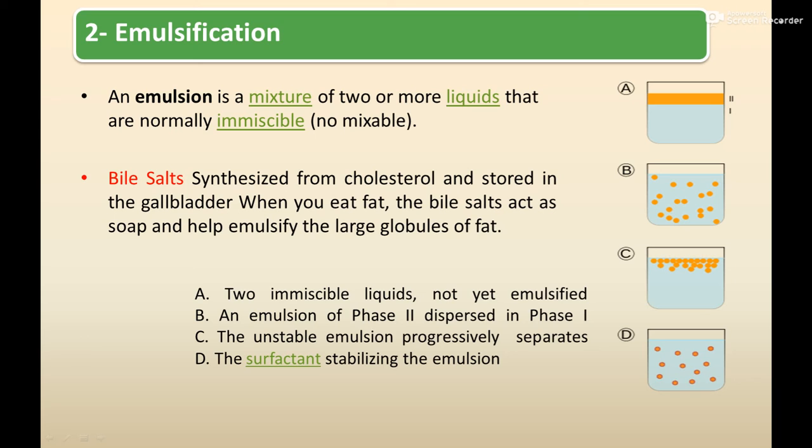Now you can see here, this one is the emulsion, and these are the two immiscible liquids which do not mix with one another, while in this case the bile salts, which are synthesized from cholesterol, are in the form of globules. And you can see here these globules. You can see the different situations. The two immiscible liquids are not yet emulsified, and then phase 2 will be dispersed in phase 1. The unstable emulsion progressively separates.